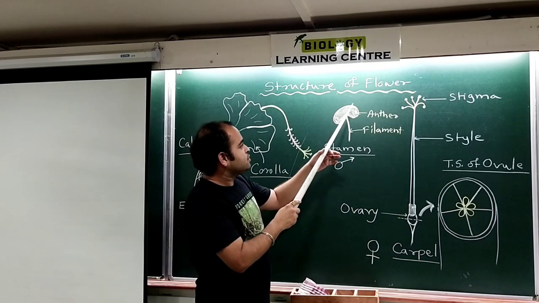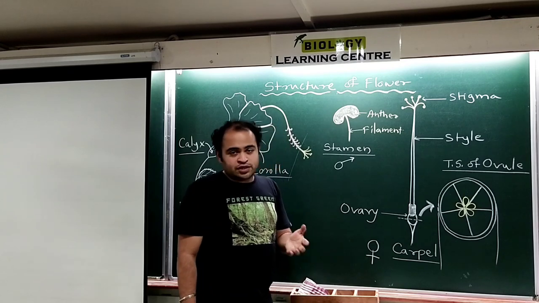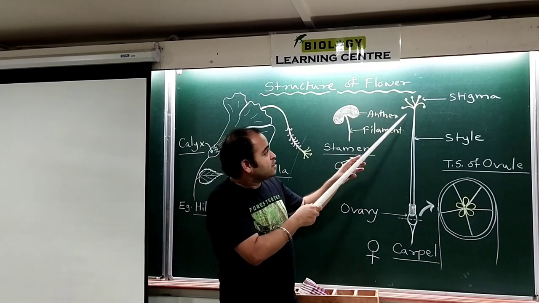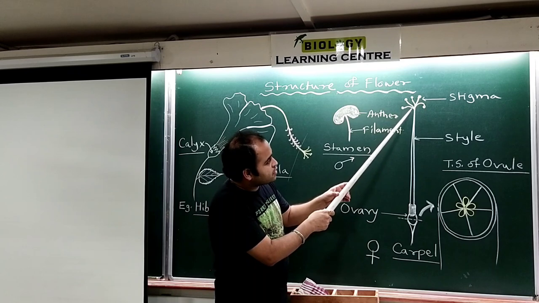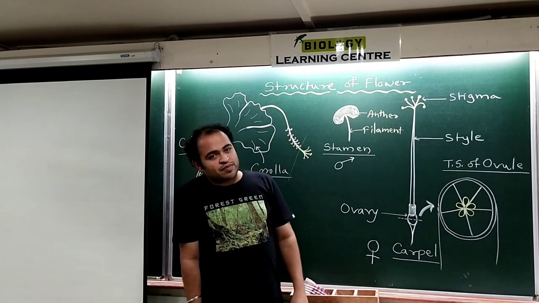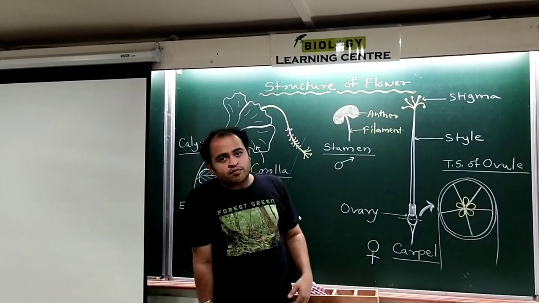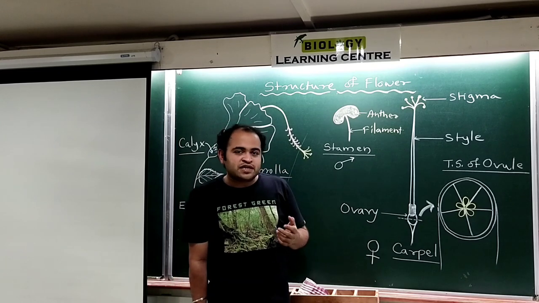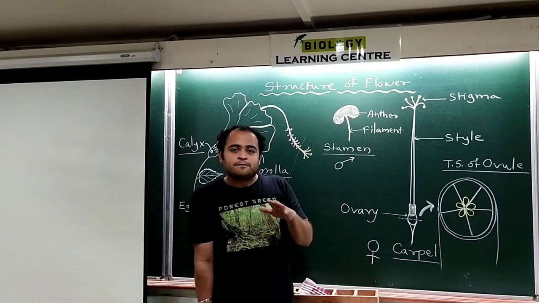After dehiscence of the anther, the pollen grains are liberated, and with the help of a pollinator such as an insect, the pollen grains get shifted to the stigma of another flower. Then they start formation of the pollen tube. Ultimately, the pollen tube travels through the stylar canal and reaches the ovule, where the egg cell is available. The male gametes fuse with the egg cell and form the zygote. It then develops into an embryo, and this is how seed setting takes place. These are the events in any normal life cycle of an angiosperm.